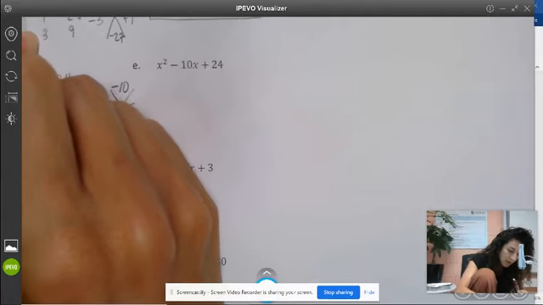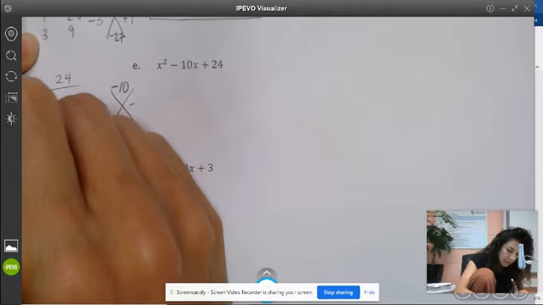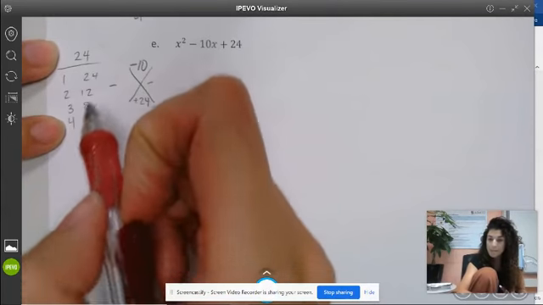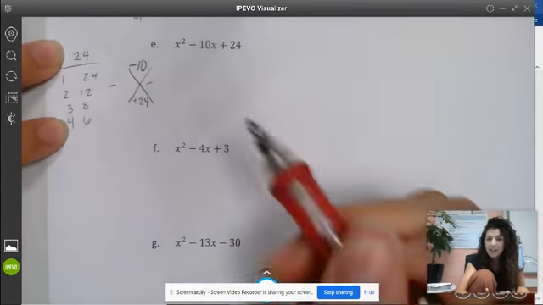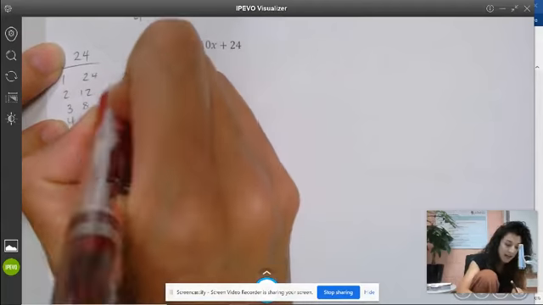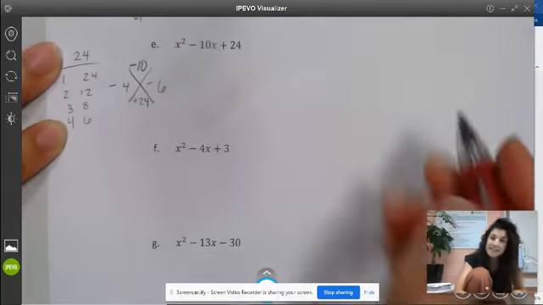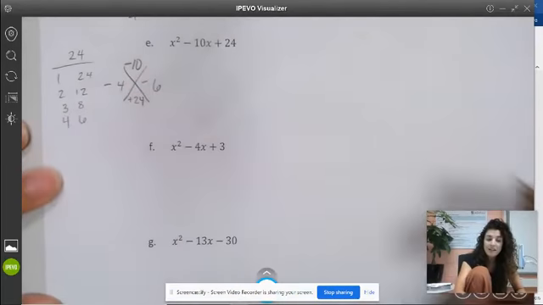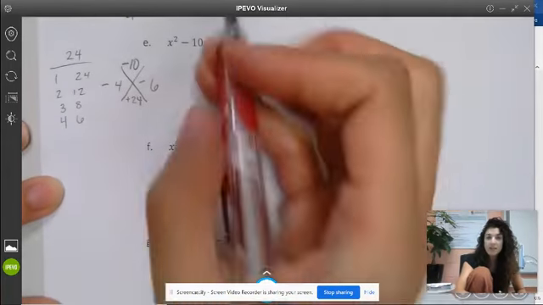1, 24, 2, 12, 3, 8, 4, 6. Negative 4 and negative 6 will combine together through addition to make negative 10. Negative 4 minus 6 is negative 10. It also multiplies together to give us positive 24.